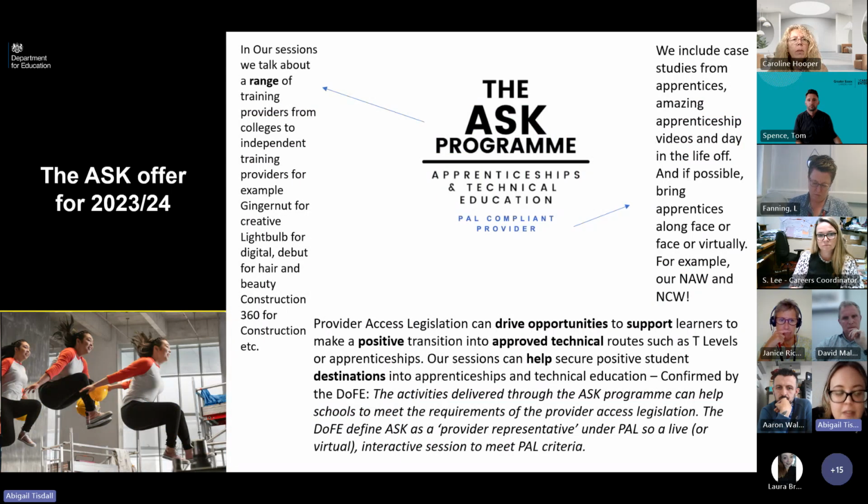I just wanted to give you an example of how our offer relates to PAL legislation. At the beginning, Tom, you spoke about how you could make a session meaningful, and we're very keen to make our sessions as engaging and as meaningful as we can. We talk about a range of training providers when we are providing apprenticeship overviews, or our most popular session, how to find an apprenticeship. We talk about various different training providers, from colleges to independent training providers, and we give tangible examples. When delivering a find an apprenticeship session, we will look at apprenticeship vacancies from a variety of different training providers and industries.